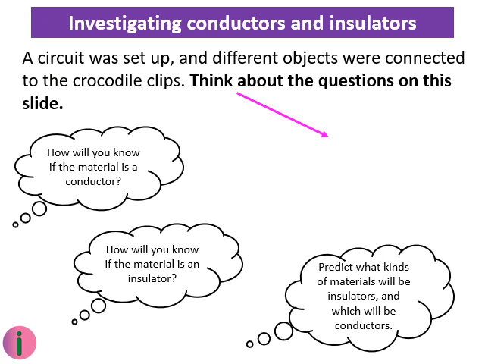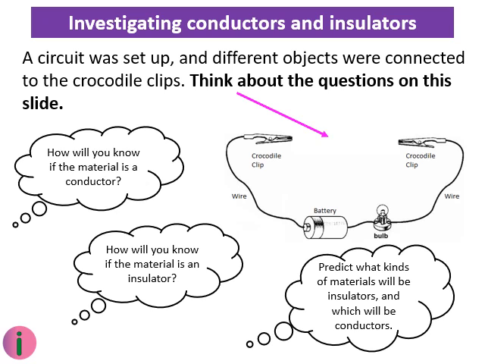So hopefully you got an okay with those two tasks. This is an experiment that's been set up, and what the student has done is to put different objects in between the crocodile clips. So you need to think about the questions on this slide. How will you know if it's a conductor? How will you know if it's an insulator? And what kind of materials will be insulators and which will be conductors? Have a think about those questions.